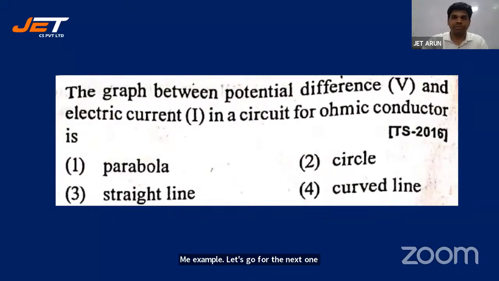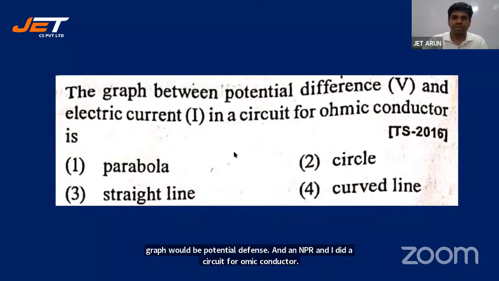The graph between potential difference V and electric current I in a circuit for an ohmic conductor is: a parabola, a circle, a straight line, or a curved line?